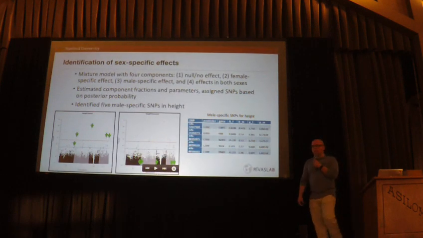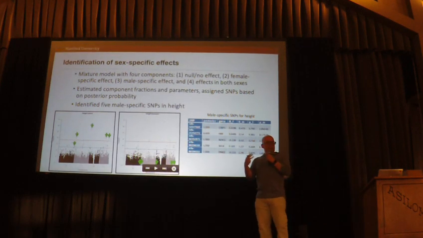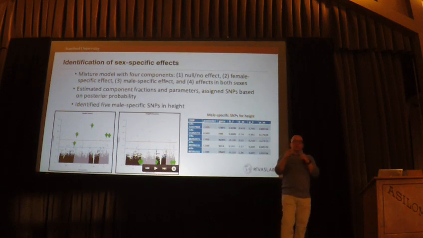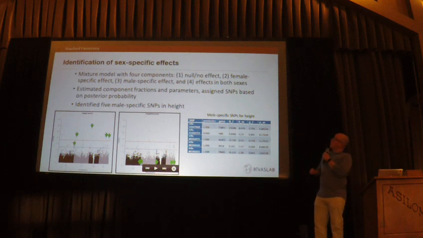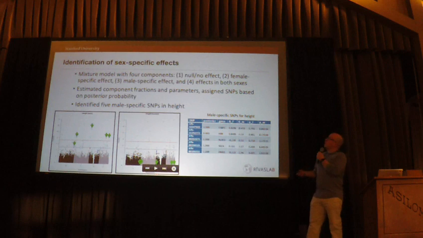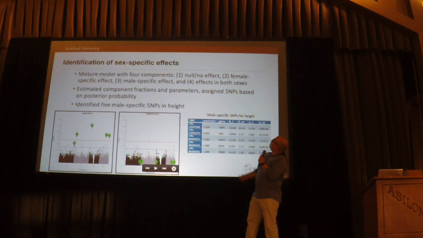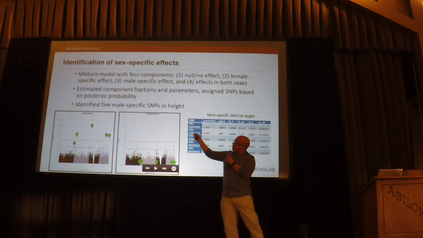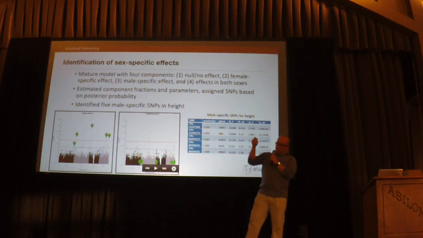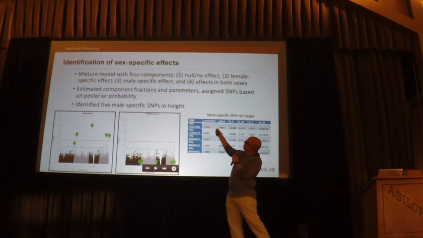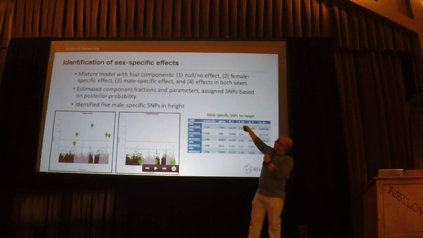Now, the final mixture model that I want to share with you is an application of Stan in the context of human genetics that we've been working on, also led by Emily Flynn, where she sets up a mixture model fitting a 4-component mixture. First is the point mass at 0. Second is a female-specific effect model, a male-specific effect model, and effects in both sexes.